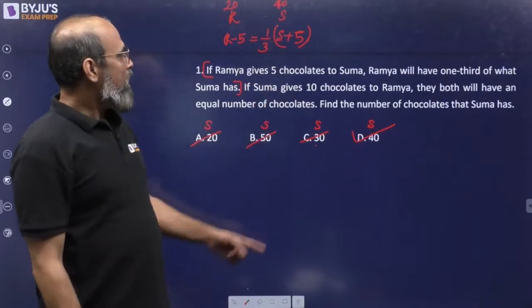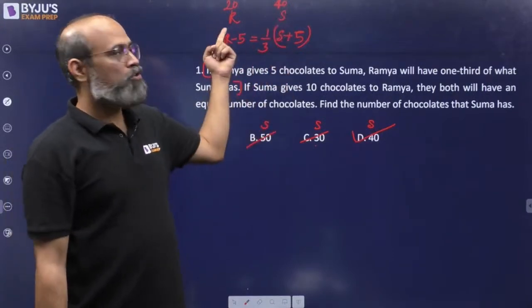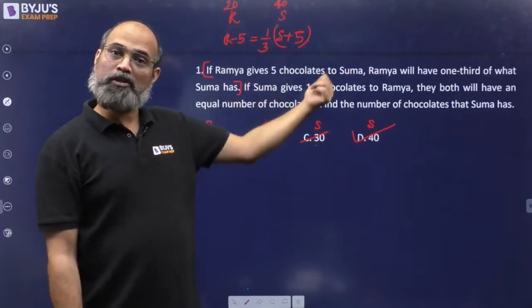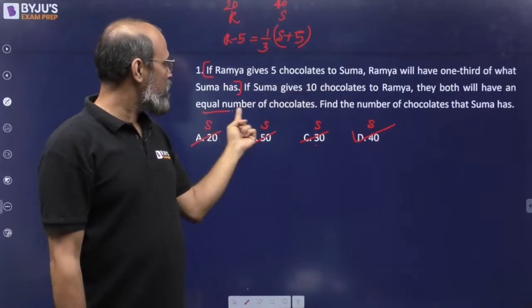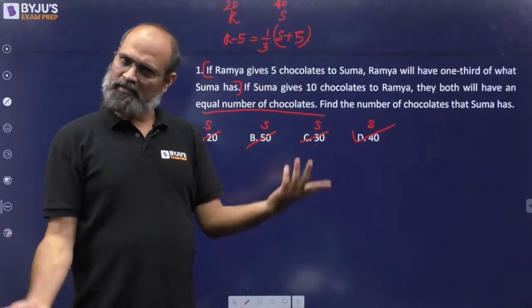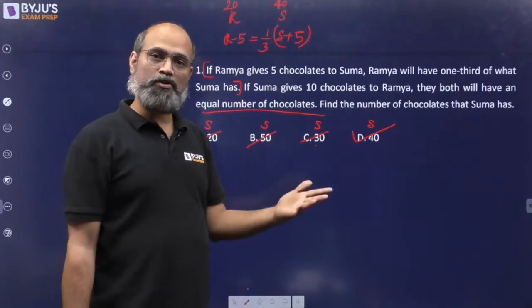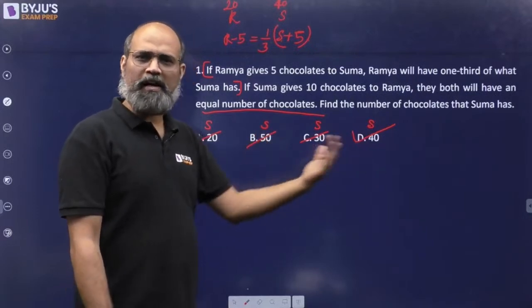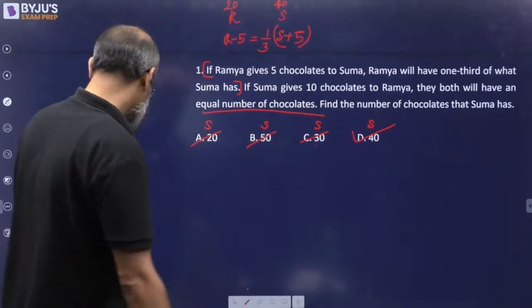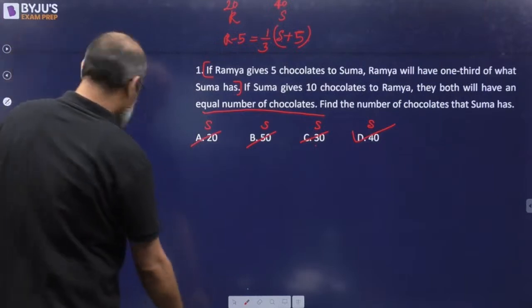Okay. And if Suma gives 10 chocolates to Ramya, Ramya will have 30. Suma will also have 30. They will have equal number of chocolates. Right? I hope this completely makes sense. So not writing down the second equation and solving, just writing down one of the equations and then trying to understand.